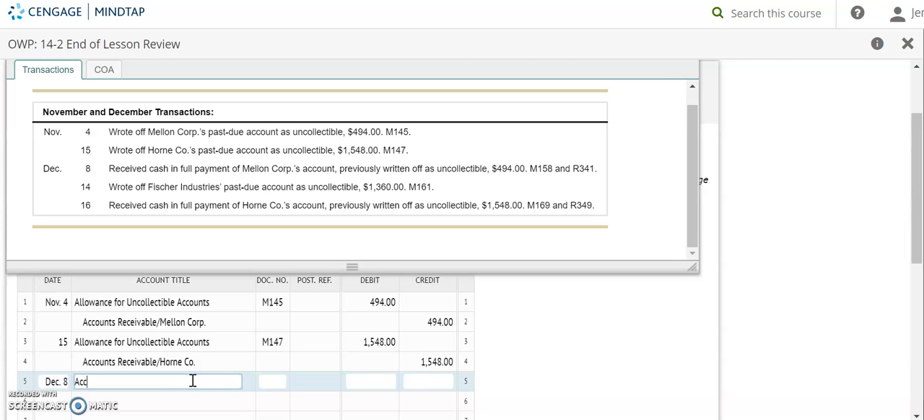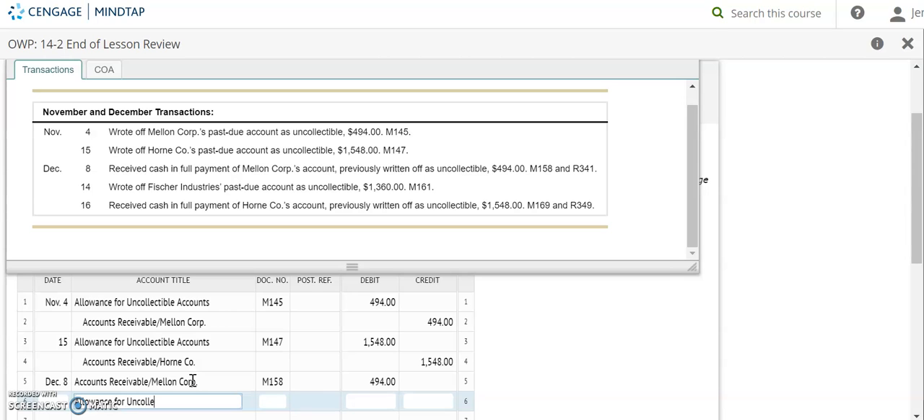So I'm going to debit accounts receivable, Mellon Corporation. And I'm going to use the memorandum, so 158. I'm going to debit for 494. And then I'm going to credit, I'm going to put that money back into my allowance for uncollectible accounts.